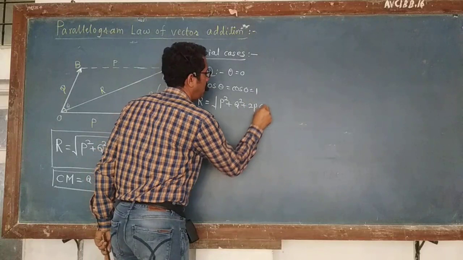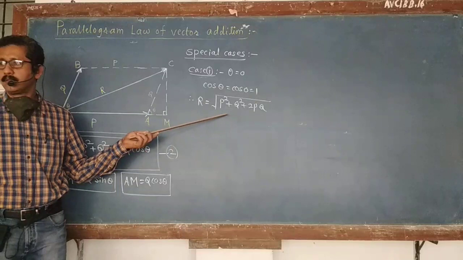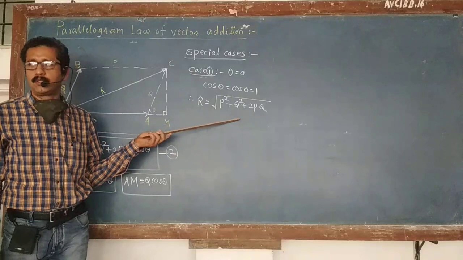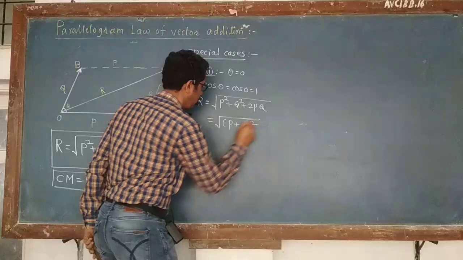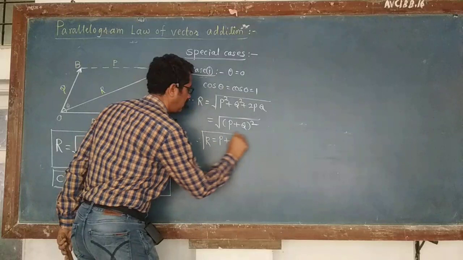But what does this look like? It looks like a squared plus 2ab plus b squared, or p squared plus 2pq plus q squared. What is that? p plus q the whole bracket squared. So this is in fact equal to the square root of p plus q the whole bracket squared, meaning only equal to p plus q. Well, this is what we expected to have.